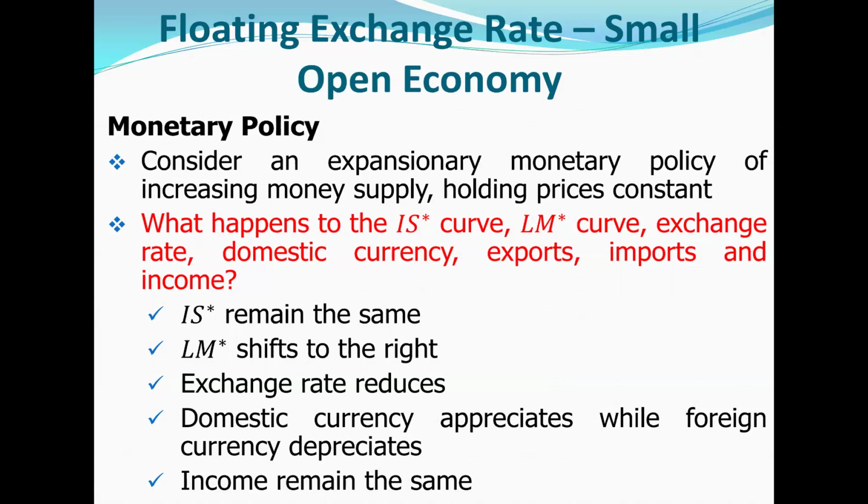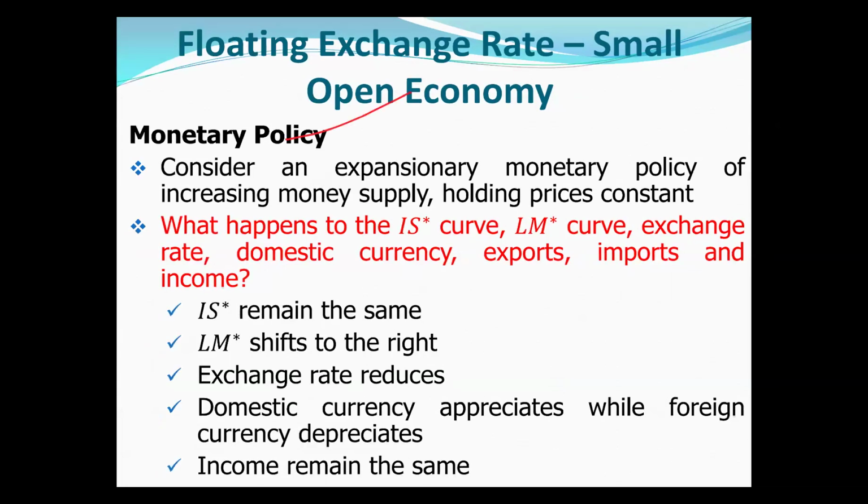Number one, IS now will remain the same because this is monetary. The monetary policy doesn't affect the IS curve, isn't it? So that's why it remains the same. You're following, eh? But the LM will shift to the right because this is an expansionary monetary policy. If it were a contractionary, it could have shifted to the left. You understand, eh? Exchange rate will do what? Or reduce. All right.